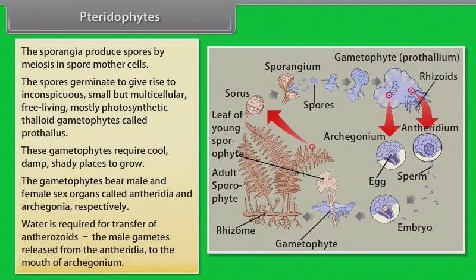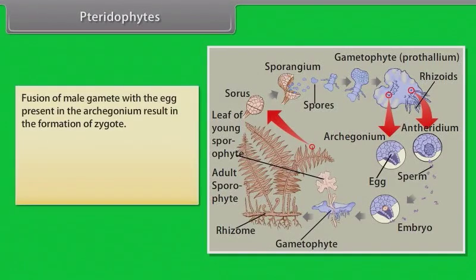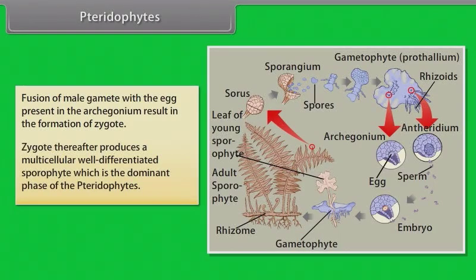Water is required for transfer of antherozoids. The male gametes are released from the antheridia to the mouth of the archegonium. Fusion of the male gamete with the egg present in the archegonium results in the formation of a zygote. The zygote thereafter produces a multicellular, well-differentiated sporophyte, which is the dominant phase of the pteridophytes.